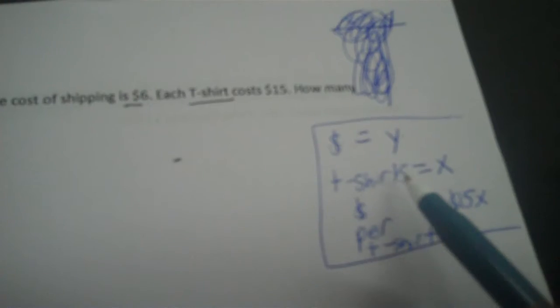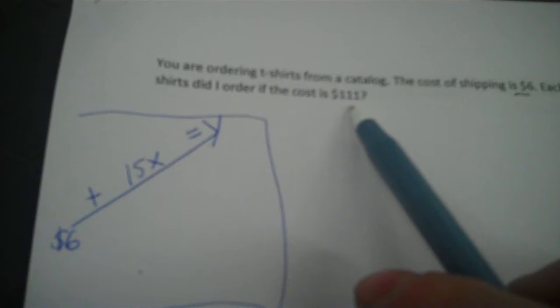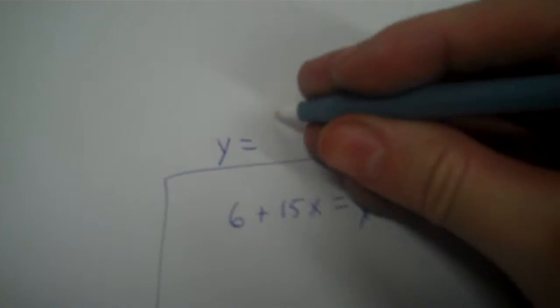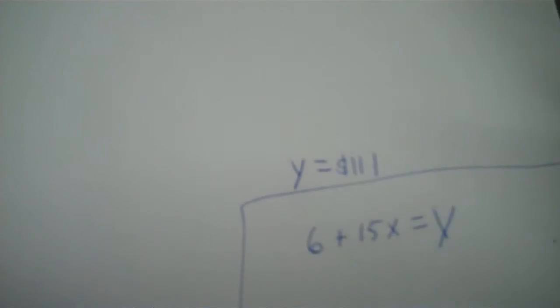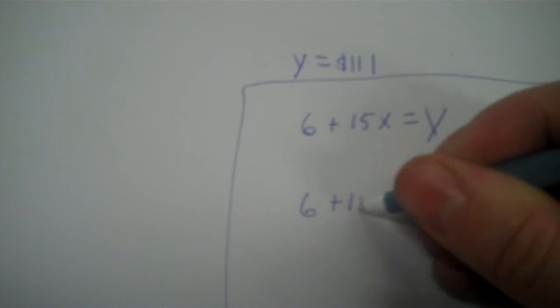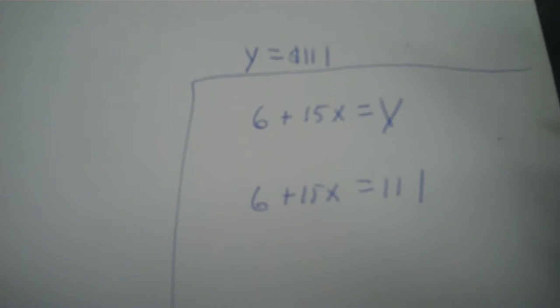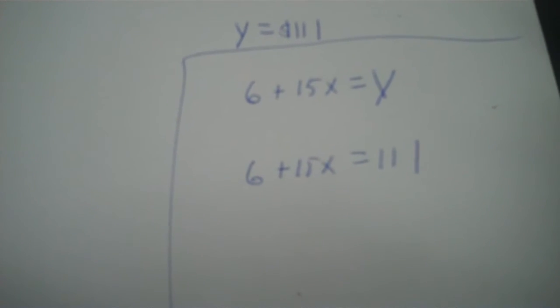Now, you are solving for the t-shirts down here, so look up in your first box, okay? You're solving for the t-shirts. That means you have to find what X equals. That means you have to replace Y with a number, okay? And the number you have to replace your Y with is 111. So put 111 where the Y is at. So you have 6 plus 15X equals 111. Now, forget that it's a story problem and solve for the X.